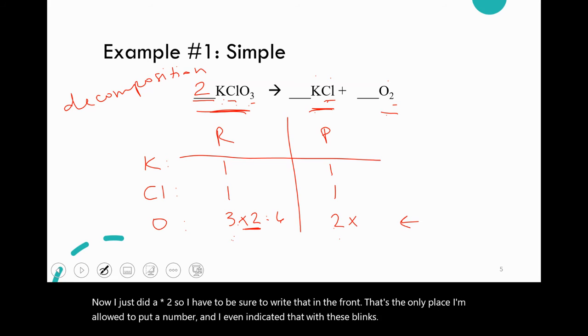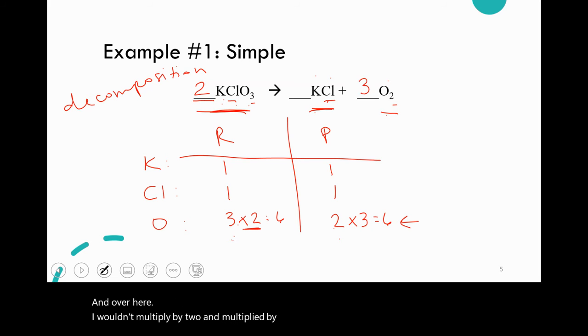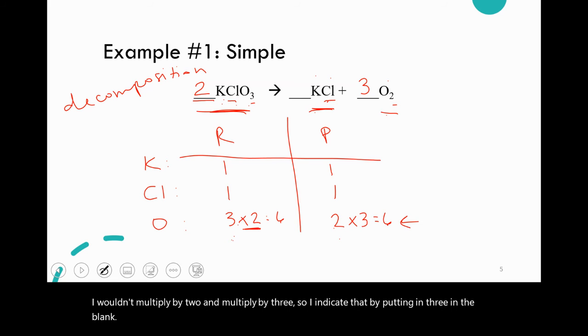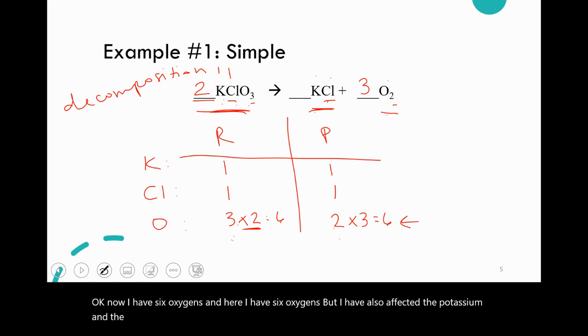And over here, I wouldn't multiply by 2, I'd multiply by 3. So I indicate that by putting a 3 in the blank. Okay, so now I have 6 oxygens, and here I have 6 oxygens, but I have also affected the potassium and the chlorine. So now I have to distribute the 2 to both the potassium and the chlorine, so that means I actually have 2 over here.